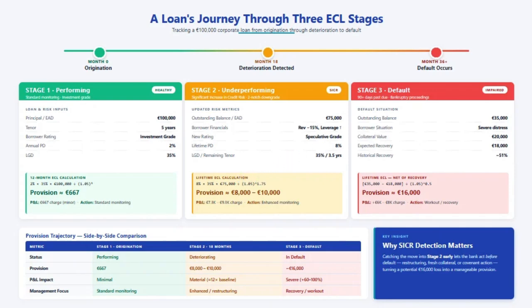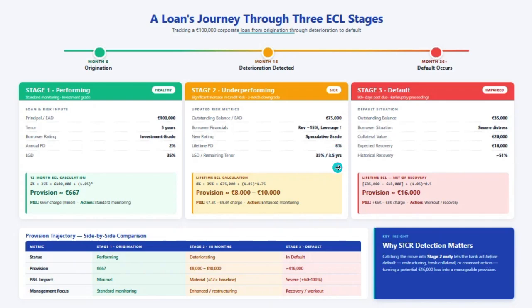The bank classifies this as stage 1 because there is no SICR till the time. For a 5-year loan, the 12-month ECL might be around 700, a relatively modest provision. Now let us fast forward this to 18 months after.